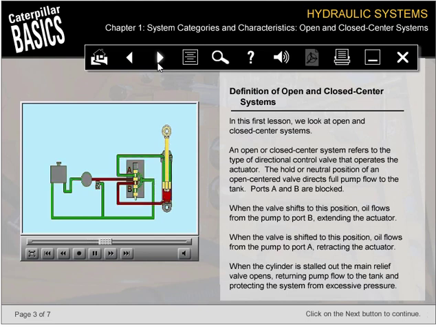When the valve shifts to this position, oil flows from the pump to port B, extending the actuator. When the valve is shifted to this position, oil flows from the pump to port A, retracting the actuator. When the cylinder is stalled out, the main relief valve opens, returning pump flow to the tank and protecting the system from excessive pressure.